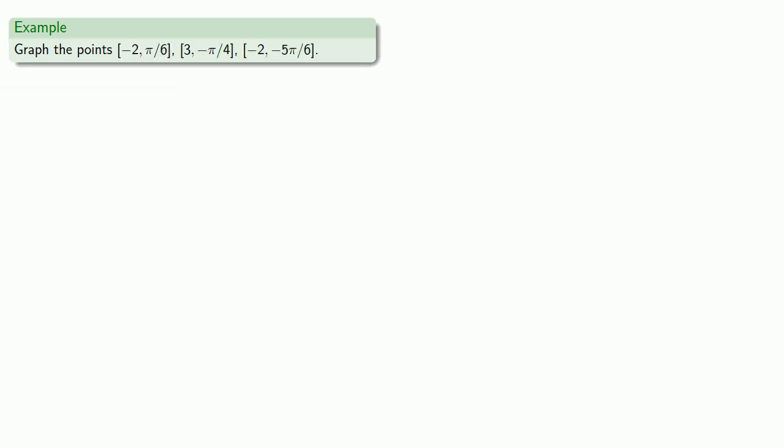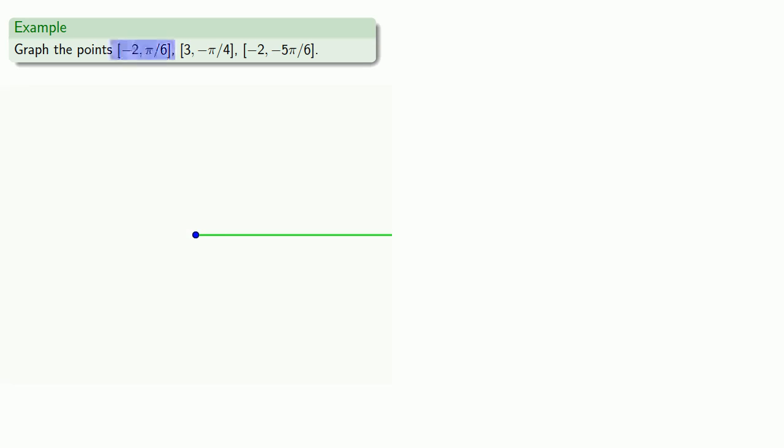Now it's possible for either the angle or the distance to be negative, and with an angle that just means we're going to measure clockwise, and with a distance, rather than walking towards someplace, we're going to walk away, we're going to walk backwards. So for these points, again, we'll set down our pole and reference direction.